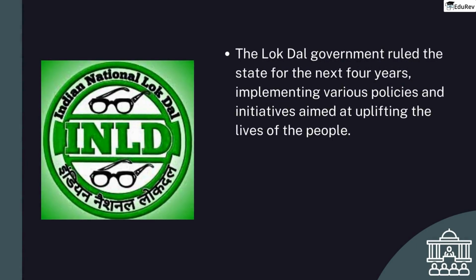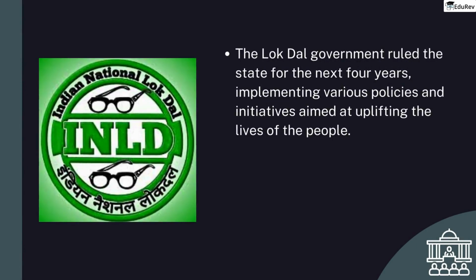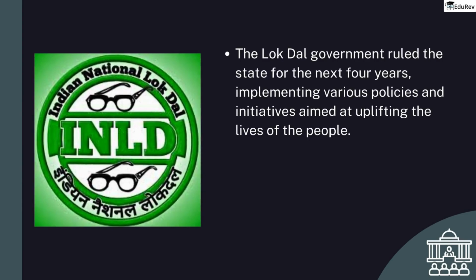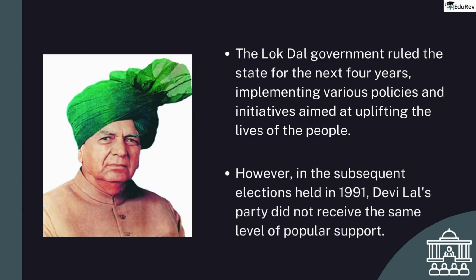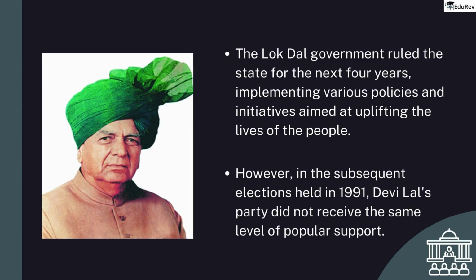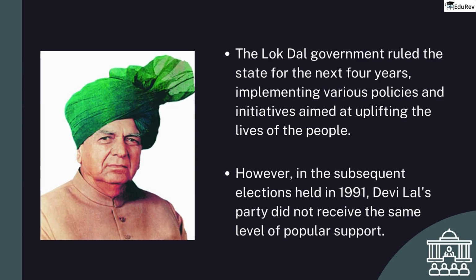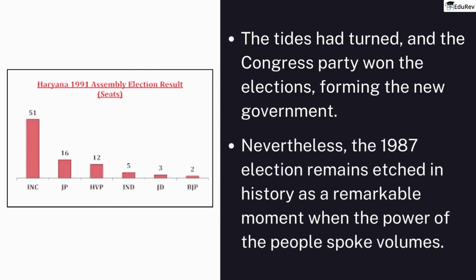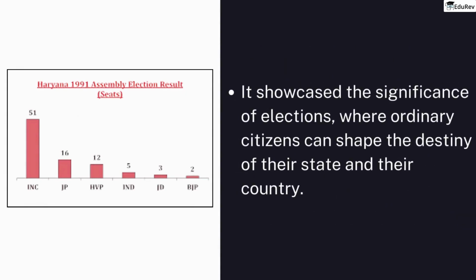Under Devi Lal's leadership, the Lok Dal government ruled the state for the next 4 years, implementing various policies and initiatives aimed at uplifting the lives of the people. However, in the subsequent elections held in 1991, Devi Lal's party did not receive the same level of popular support. The tides had turned, and the Congress party won the elections, forming the new government. Nevertheless, the 1987 election remains etched in history as a remarkable moment when the power of the people spoke volumes. It showcased the significance of elections, where ordinary citizens can shape the destiny of their state and their country.